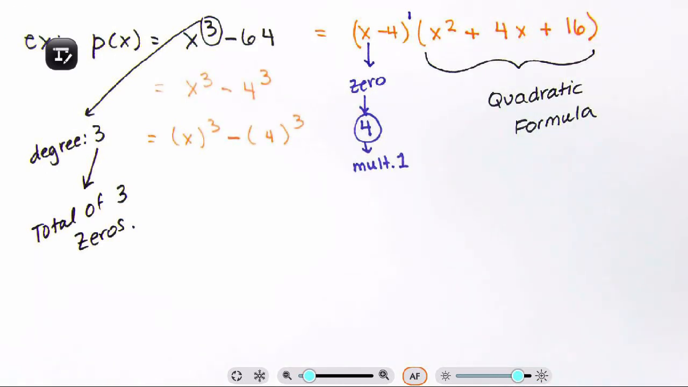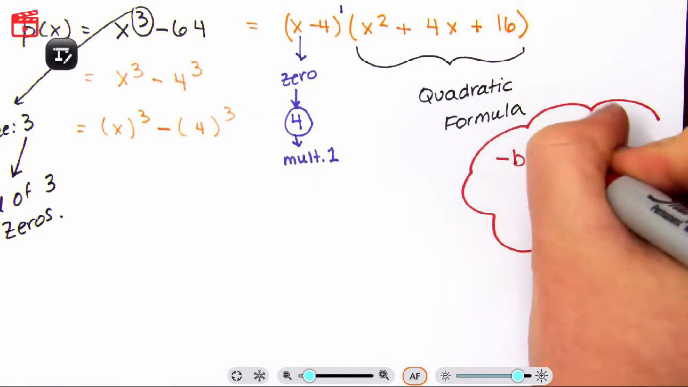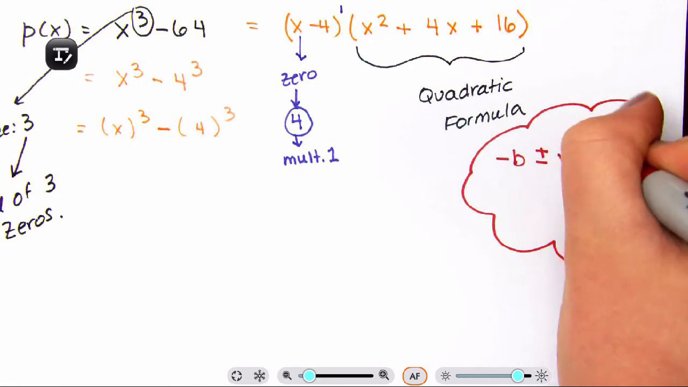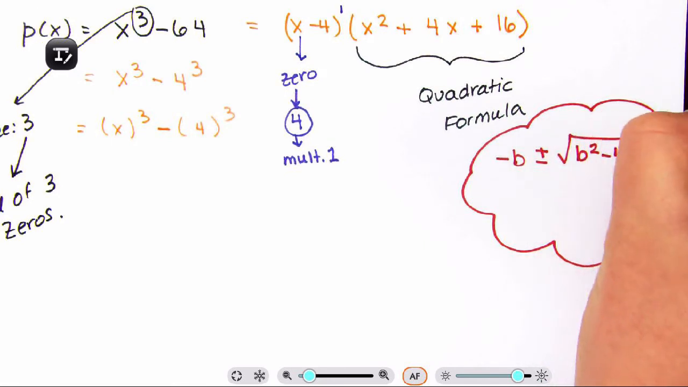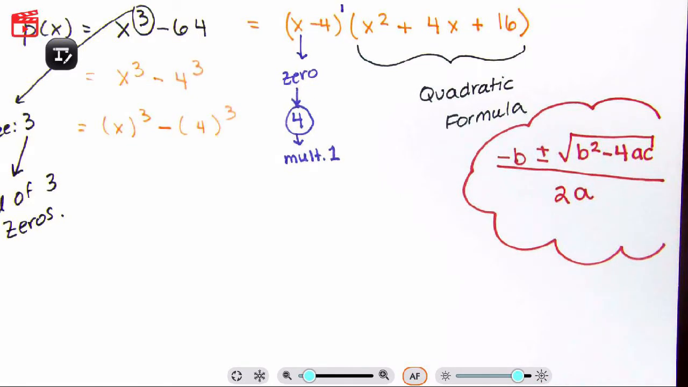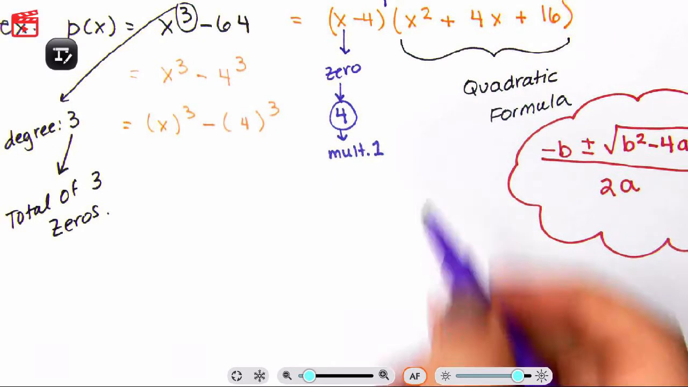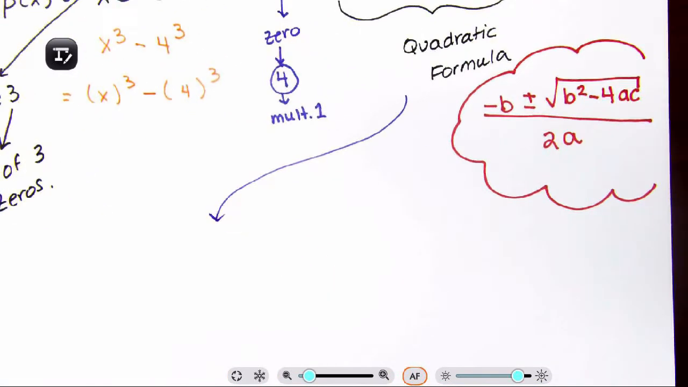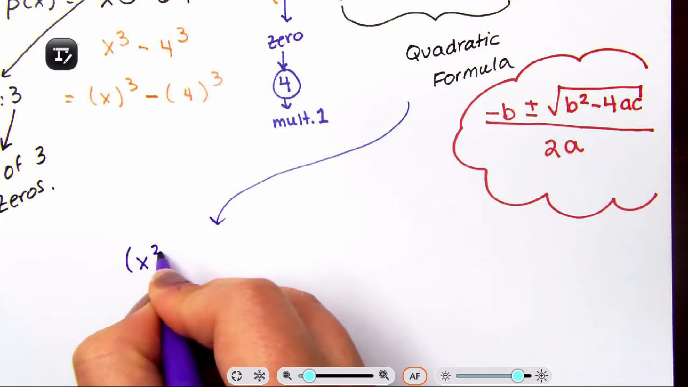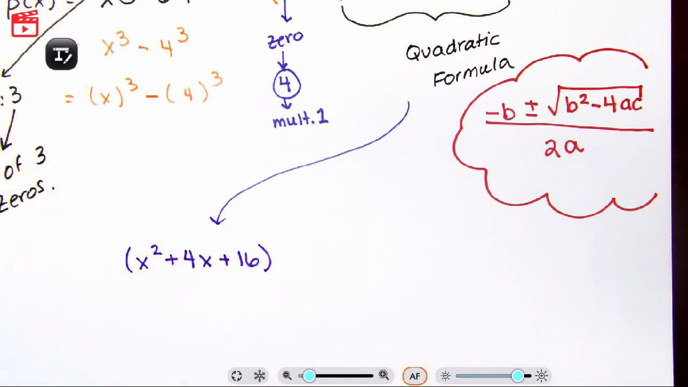x-intercept is. So in a red thinking bubble, the quadratic formula is negative b plus or minus the square root of b squared minus 4ac, and all of this is divided by 2a. Now, what is this a, b, c thingy? Let's talk about it. So I'm going to bring this out. I have x squared plus 4x plus 16. We're talking about the coefficients of these.